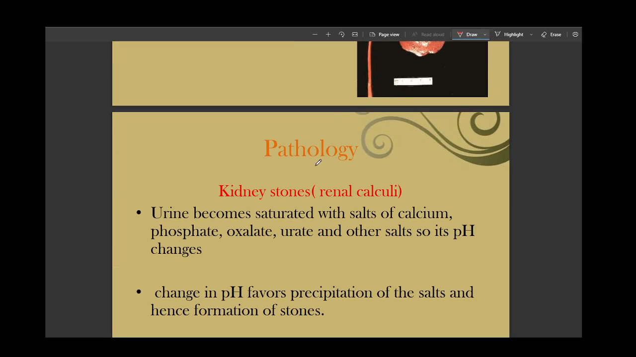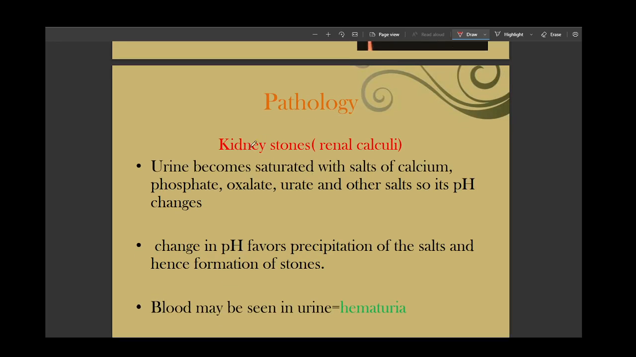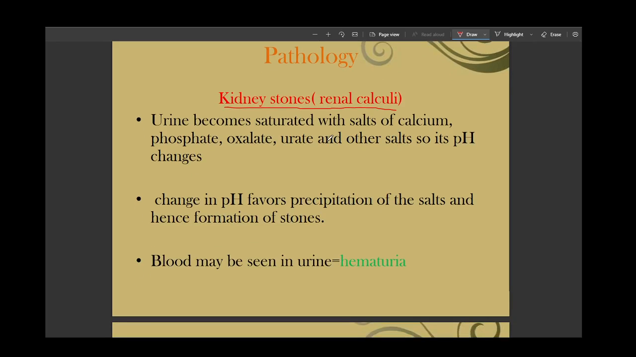Okay, so what are kidney stones? Renal calculi. Urine basically becomes saturated with salts of calcium, phosphate, oxalate, and urate. So its pH changes, and if the pH changes, it favors precipitation of the salts and hence the formation of stones. If there's blood in the urine, it is called hematuria.